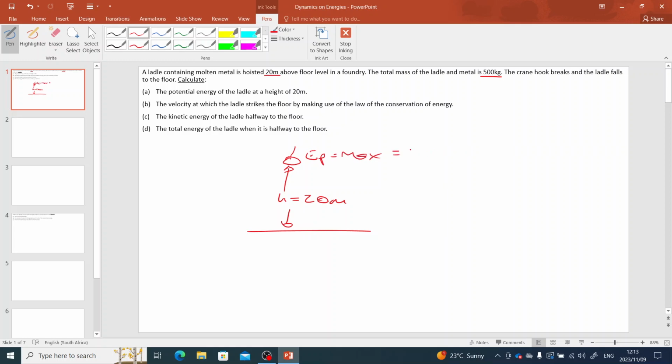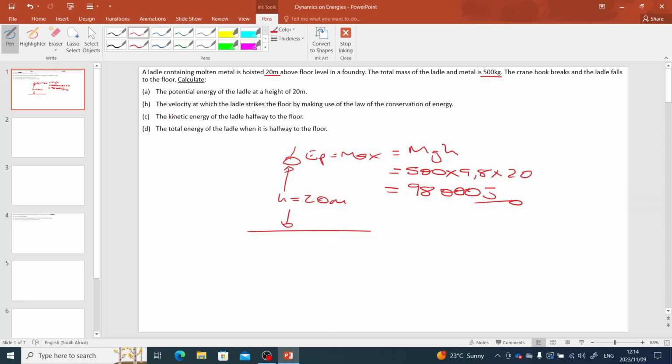Then EP, we know that it is mgh. Our mass is given as 500 multiplied by 9,8 multiplied by 20. Then we get our potential energy as 98,000 joules. This is how easy it is.